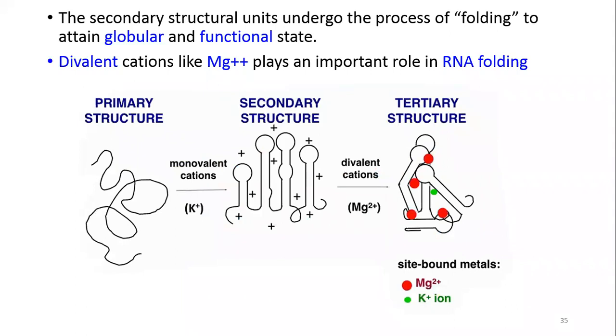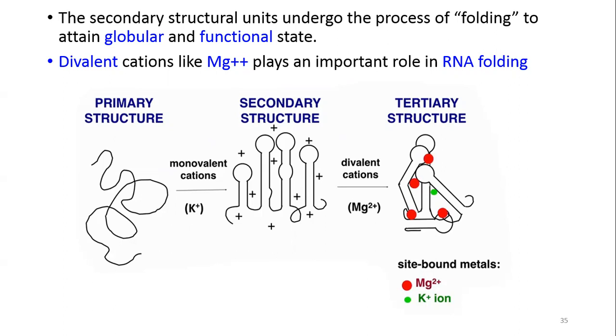Now, the secondary structural units usually undergo the process of folding to attain a globular and functional state. As in the case of protein, here also it happens the same way. Unless and until a protein is folded properly, it cannot attain its functional state. In a similar way, in order to perform its function, the RNA molecule is also supposed to get folded in a precise manner. It is the process of folding that gives your RNA structure a globular state, and it will eventually help it attain its functional state.